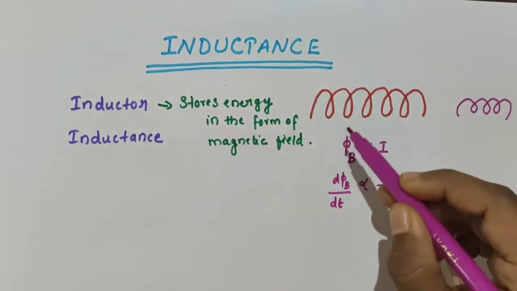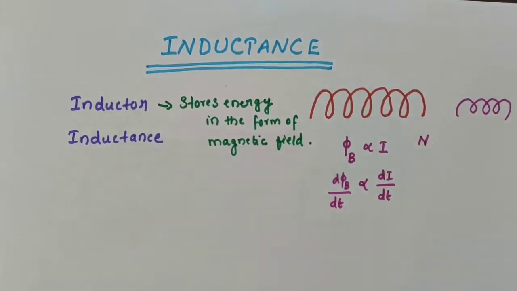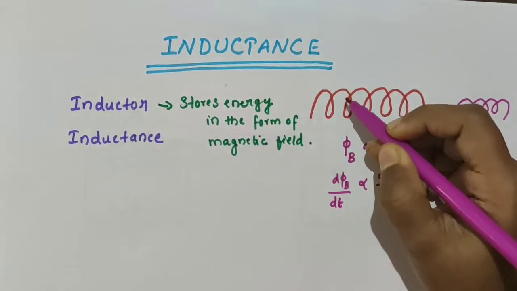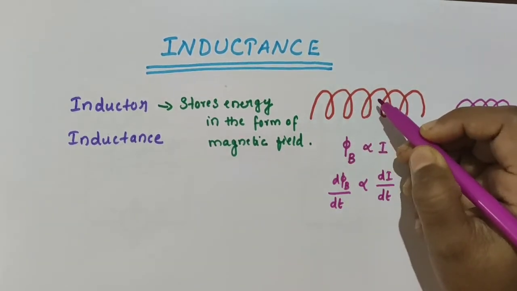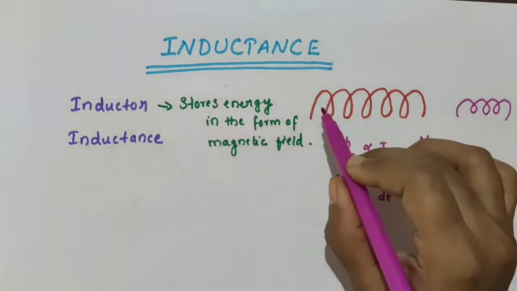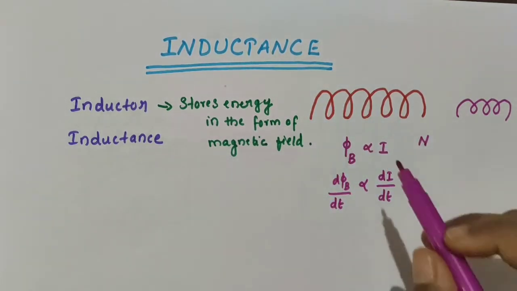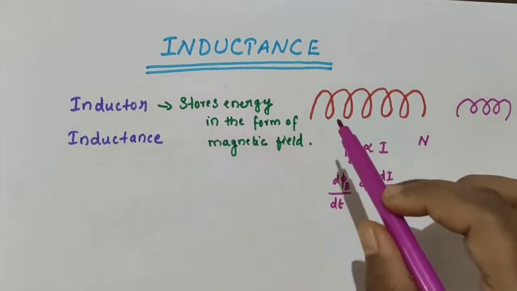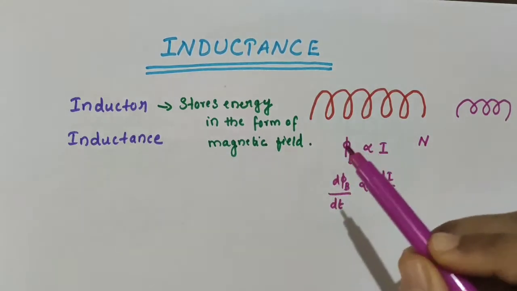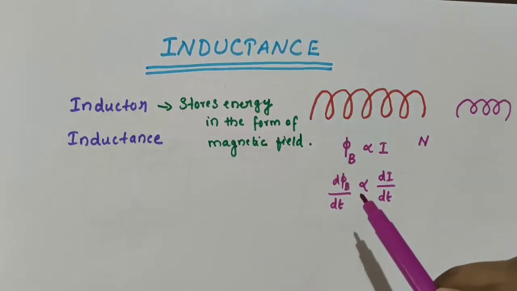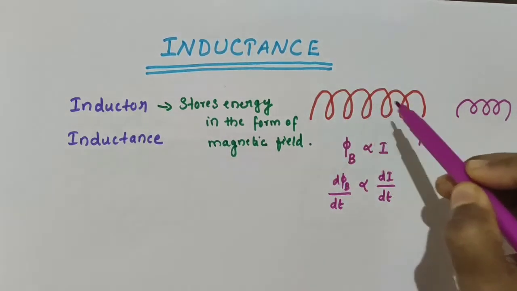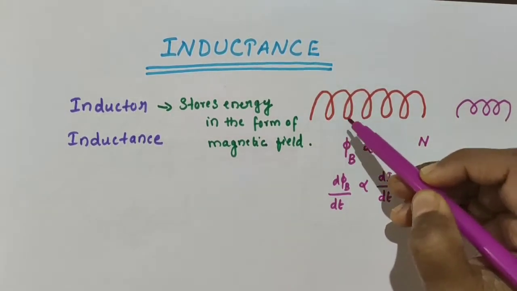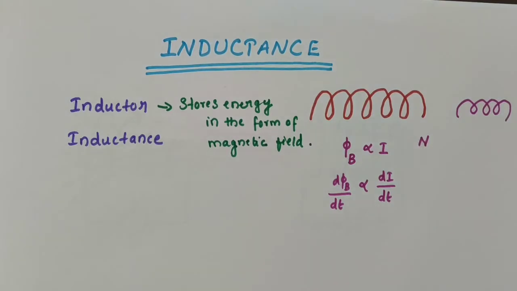Now, if this coil has capital N number of turns, there will be a magnetic flux linked with each turn. That is, the same magnetic flux is linked with all the turns. When the magnetic flux linked with this coil changes, according to Faraday's law of electromagnetic induction, there will be an induced EMF produced in this coil. Each turn of the coil contributes to the induced EMF.